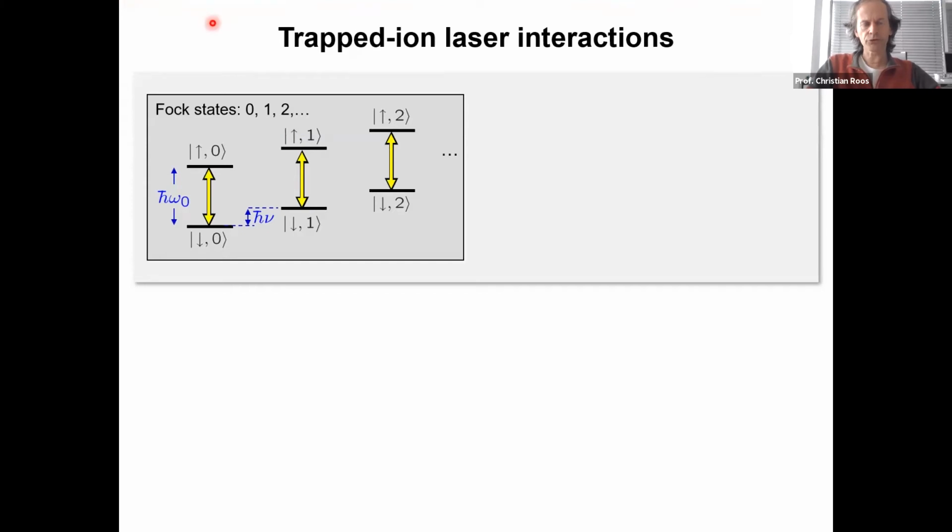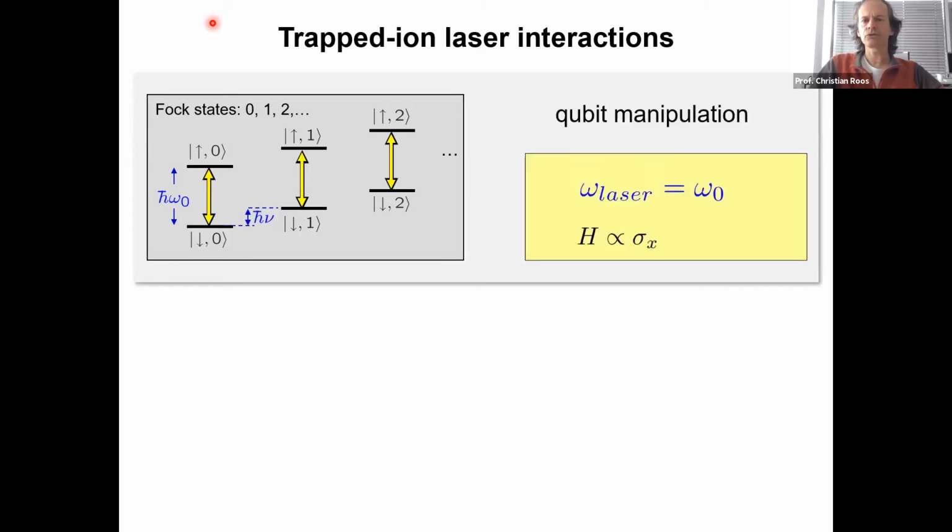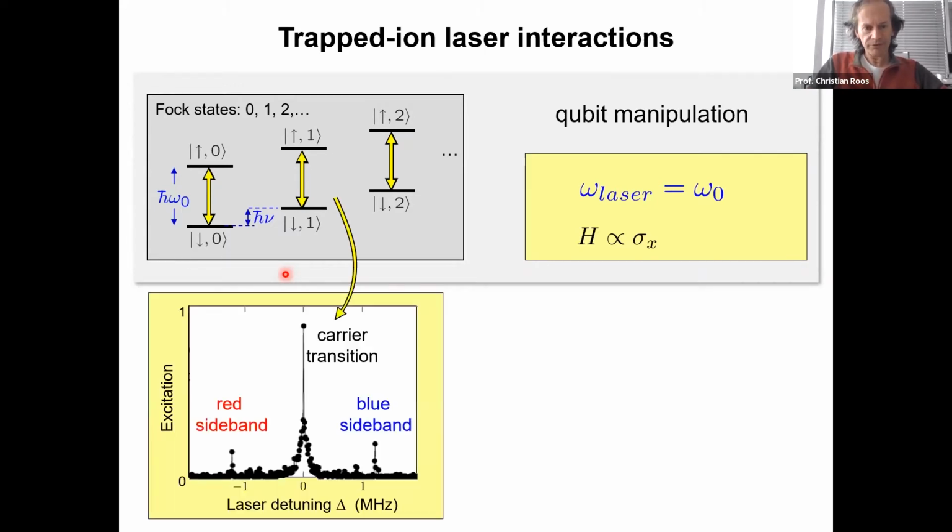And here, this is how it works. So let's just focus on a very simple situation where we consider just a single ion with its state spin down and spin up, and there's a single harmonic oscillator describing the ion motion with Fock states 0, 1, and so on. We can now decide to tune the laser that couples the electronic states such that the laser is exactly in resonance with the qubit transition frequency. In this case, we just manipulate the qubit without affecting the motional state of the ions. And this is what we call a carrier transition. But there are more possibilities.